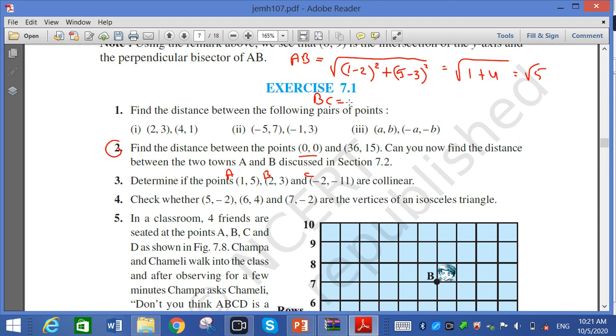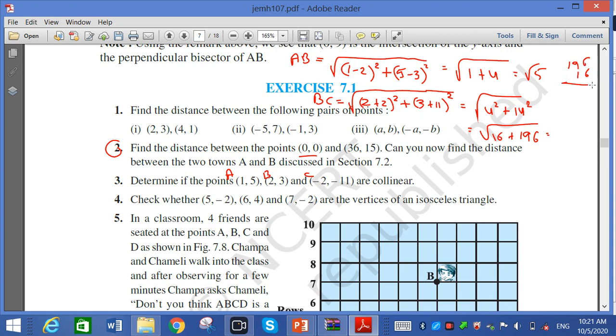Now I have to find out BC. So B and C: 2 again minus minus plus, so (2 plus 2) whole square, and 3 minus minus plus, so (3 plus 11) whole square. So 4 square plus 14 square, that is 16 plus 196. 14 square is 196, and 16 I have to add. So 212, under root 212.